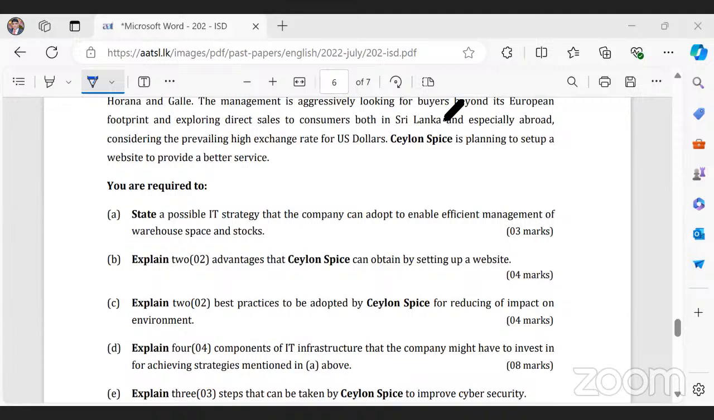Explain 4 components of IT infrastructure that the company might have to invest in to achieve the strategies mentioned in A above. You have indicated many strategies.